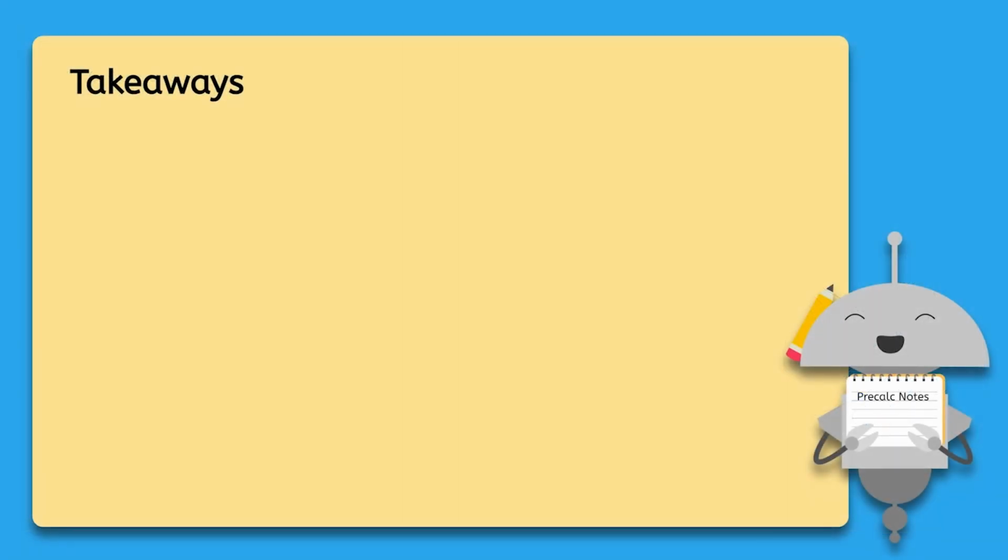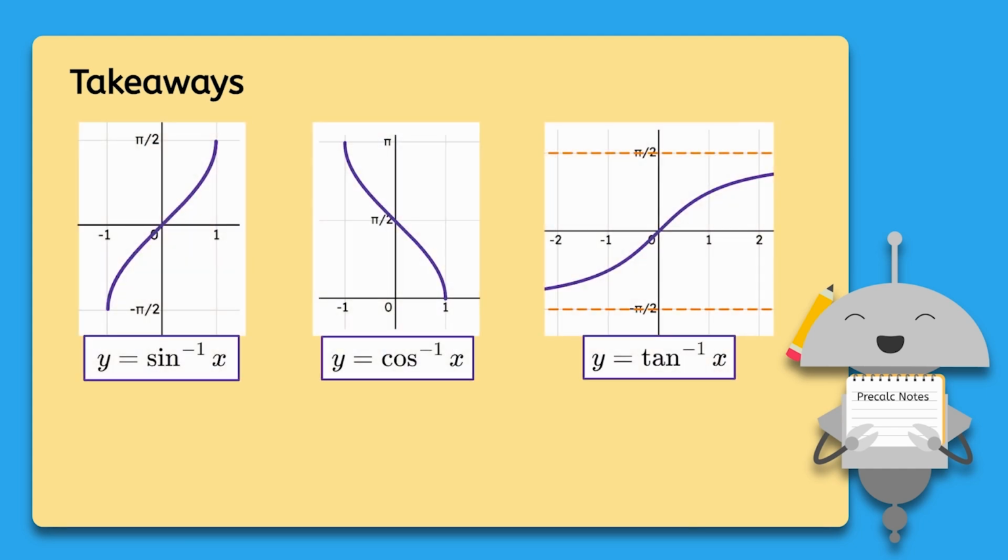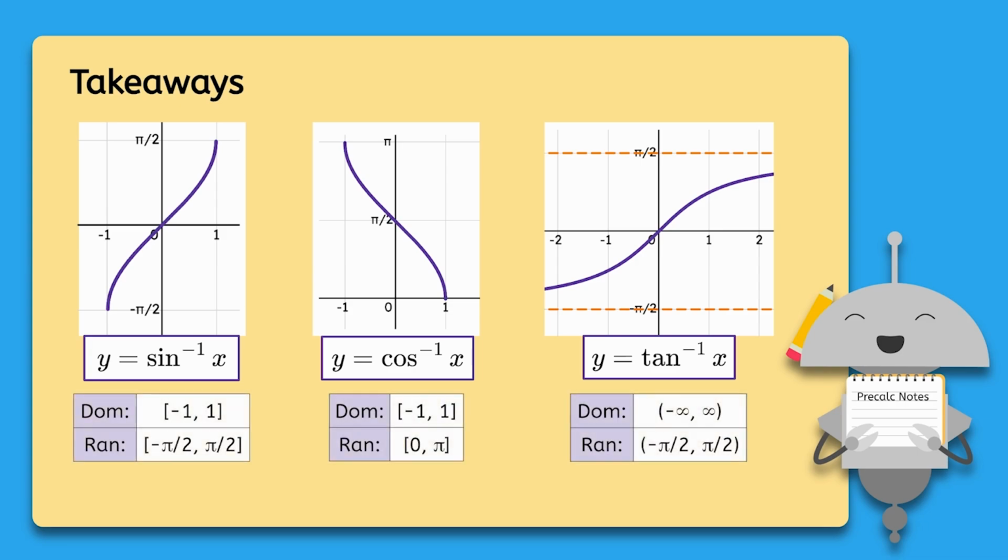Today we discovered 3 new functions: inverse sine, inverse cosine, and inverse tangent, and we learned their corresponding domains and ranges. We evaluated these functions using the unit circle and the calculator. In our next lesson, these functions will help us solve trigonometric equations.